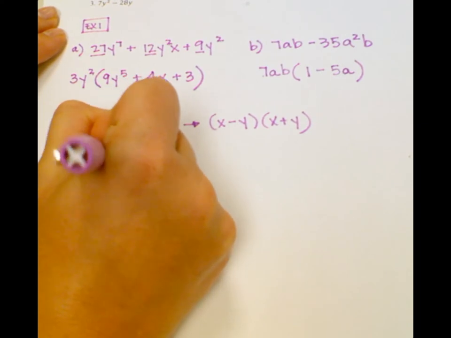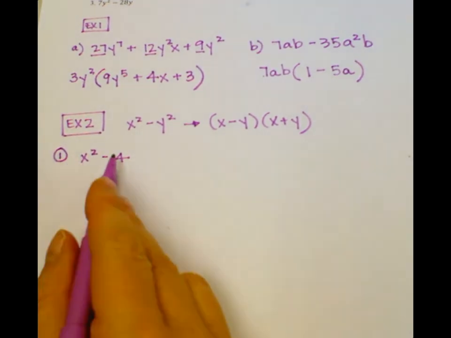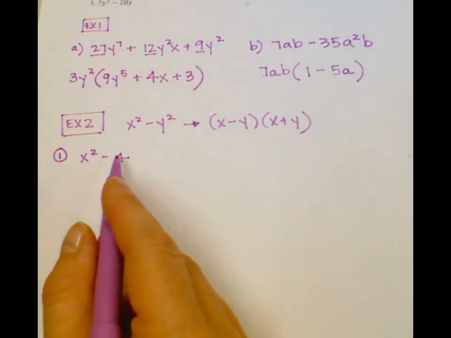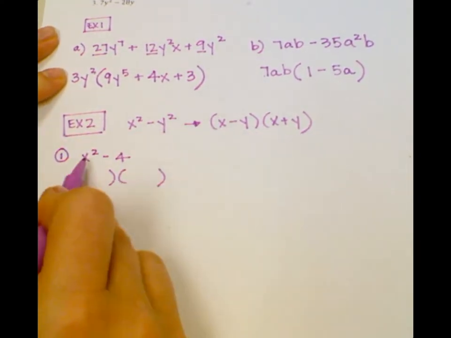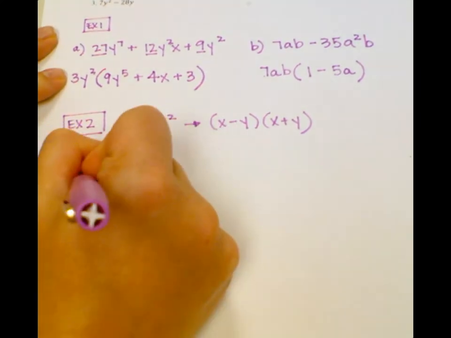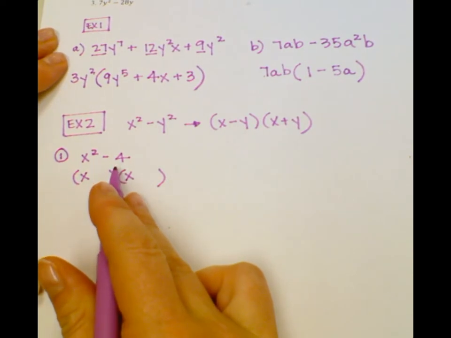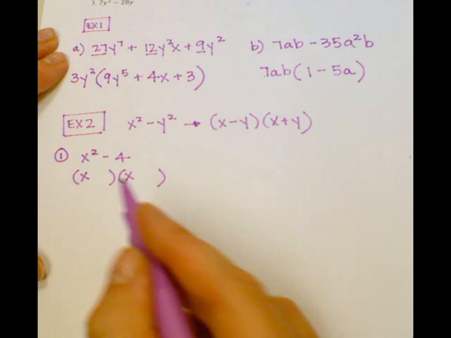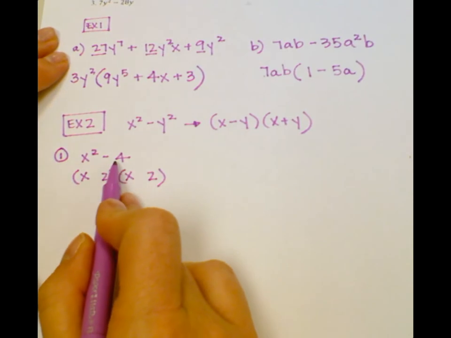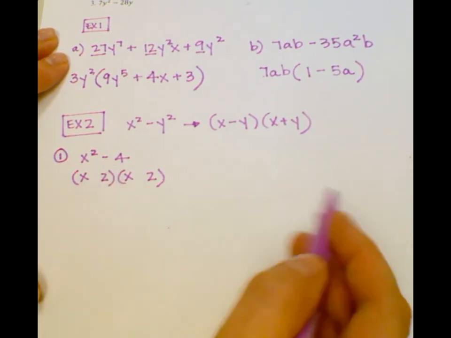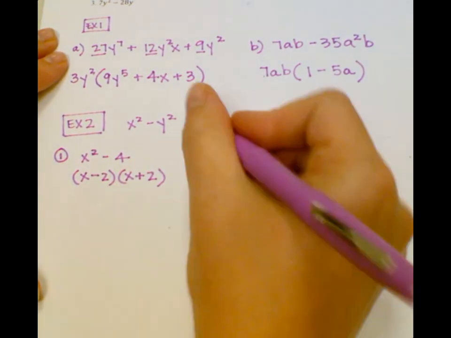x squared minus 4. The first step is to always look for a GCF. Is there something in common between these two? No, there is not. So go ahead and set up your two parentheses. You're going to look at the first term, x squared. That's a perfect square, x and x. 4 is also a perfect square. What are two numbers that multiply together to give you 4 that are the same number? 2 and 2. Or you could think of what is 4's perfect square? 2 squared is 4. You want a minus sign and you want a plus sign. That's it, guys.